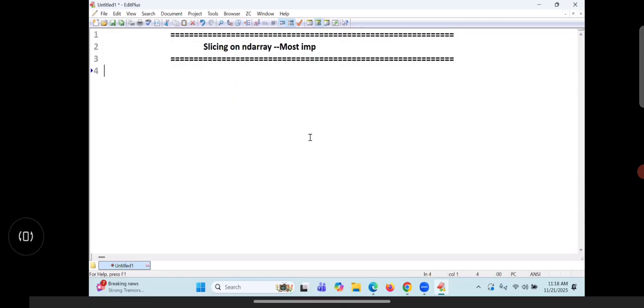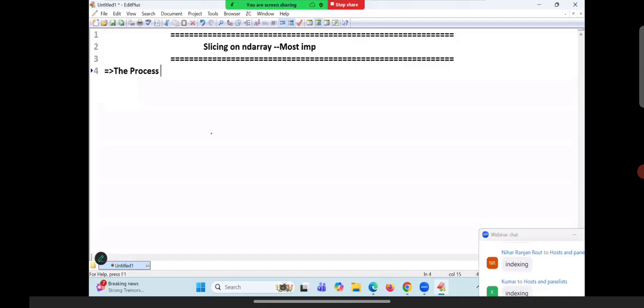So what do you mean by slicing? I want to tell you first. The slicing concept gives you the process of selecting. This concept was already there at the Python level, and we learned so many things in the class. Let me go to the example. Slicing means I have some set of values in an ND array object. I have 20 values available, for example.